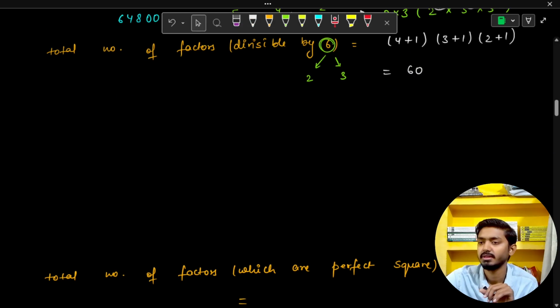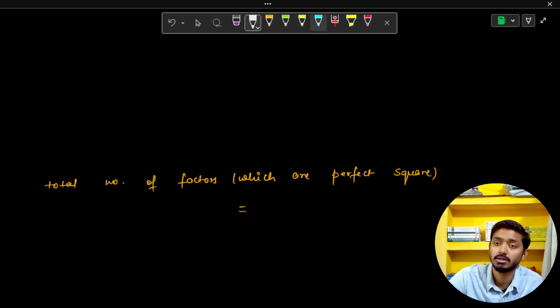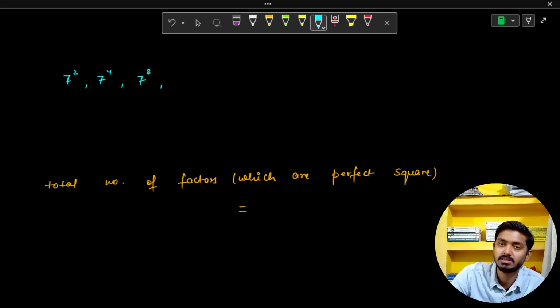What if they would have asked us to find the total number of factors which are perfect squares? Now, in order to understand how to solve this question, let me give you a few examples. 7 squared is a perfect square, right? 7 to the power 4 is a perfect square. 7 to the power 8, 7 to the power 6, all of them are perfect squares.